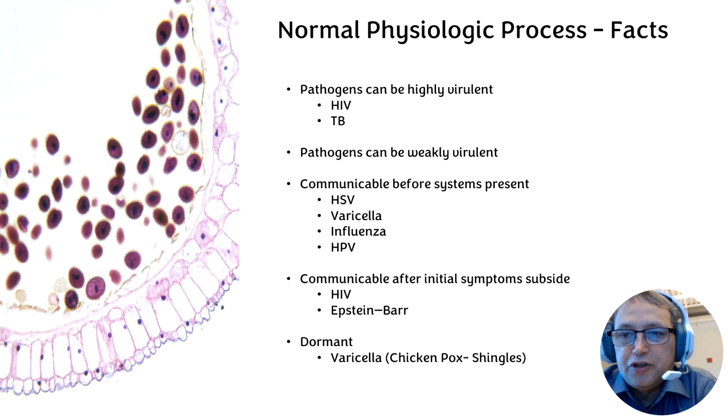Pathogens vary in virulence. Some, like HIV or TB, are highly virulent, highly contagious. Others are weaker but still communicable, sometimes even before symptoms appear, like influenza or HSV. Some remain dormant, such as varicella, and can reemerge later as shingles decades later.